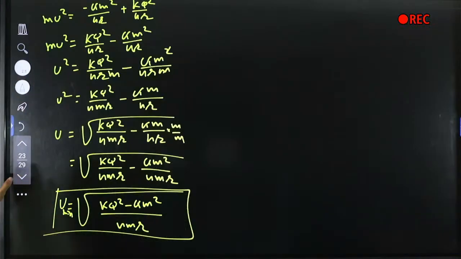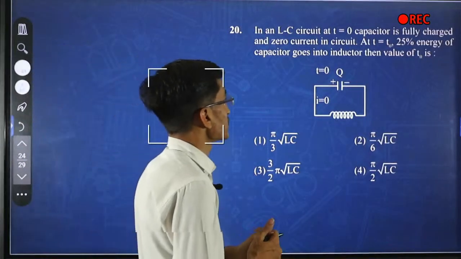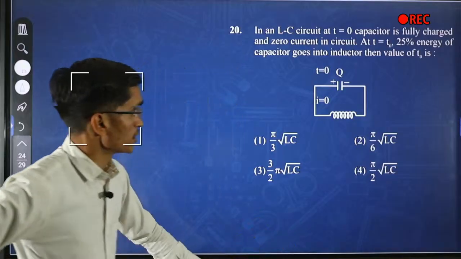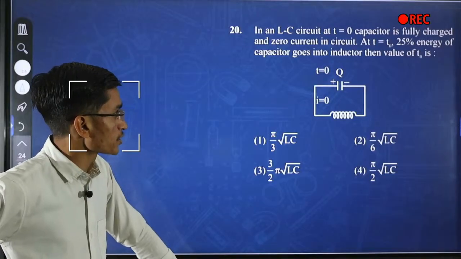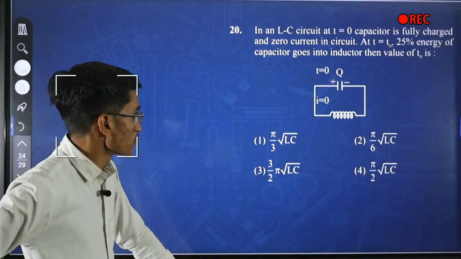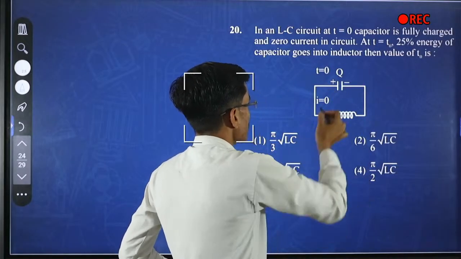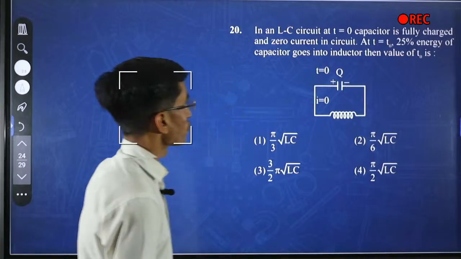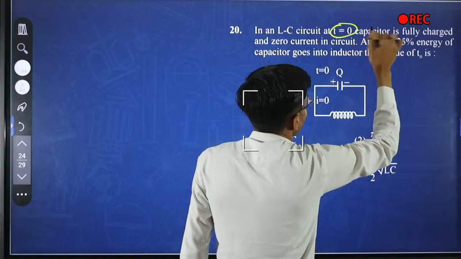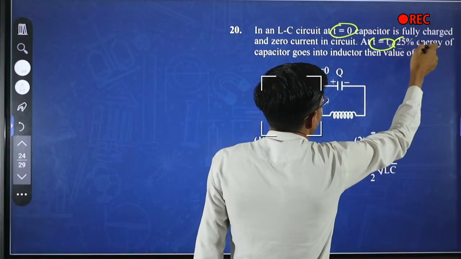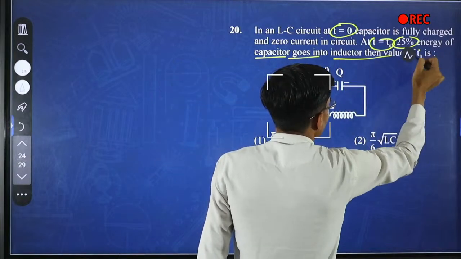Okay, next question. In an LC circuit at t equal to 0, the capacitor is fully charged and there is zero current in the circuit. At t equal to t naught, 25% of the energy of the capacitor goes into the inductor. Then find the value of t naught. At t equal to 0, maximum charge is stored in the capacitor and I is 0. This is the inductor.